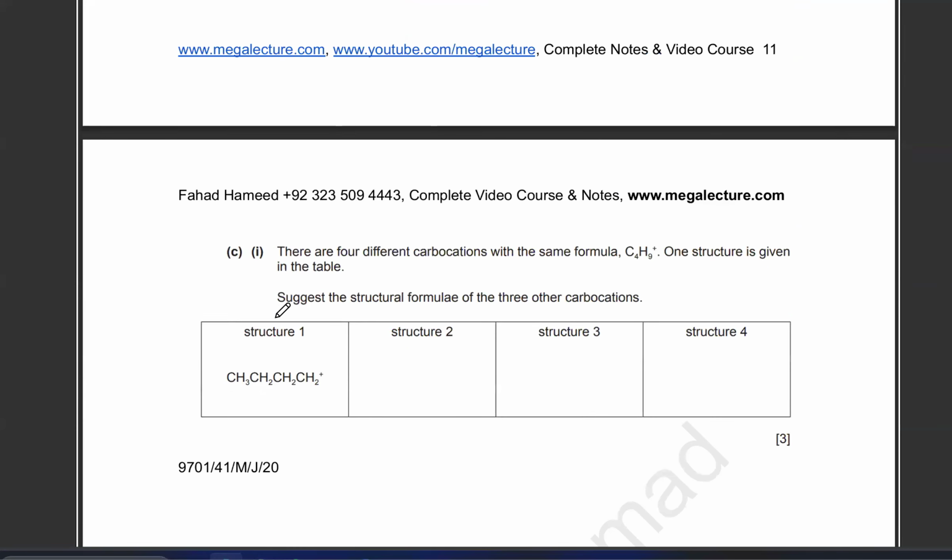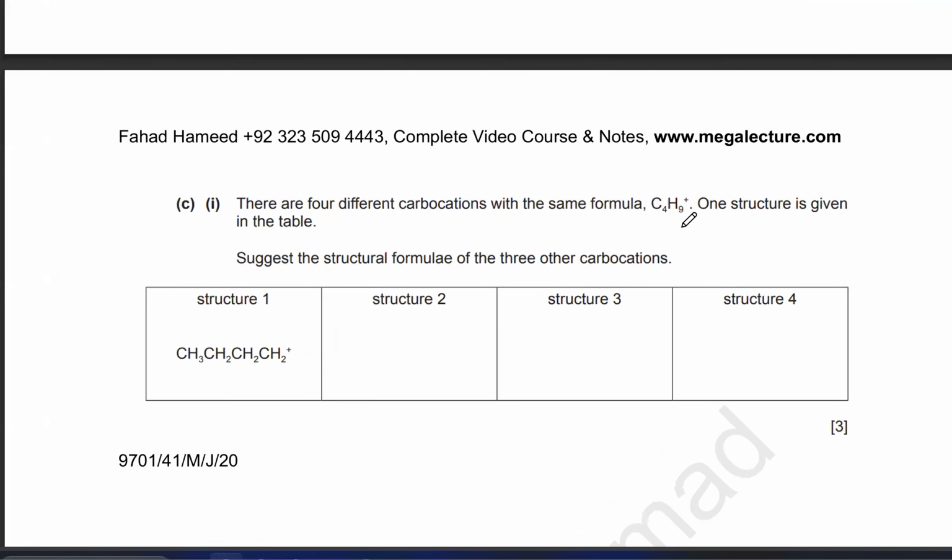That's the next one. There are 4 different carbocations with the same formula C4H9 plus. One structure is given. The table suggests the structural formula of 3 other carbocations. So you have to draw isomers of C4H9 plus 1. So the other carbocation could be, I'm going to draw the entire structure. So 4 carbon atoms. So there are 3 H's, 2 H's. One of the H from the middle might be lost, which leads to this thing getting formed. Is that clear?